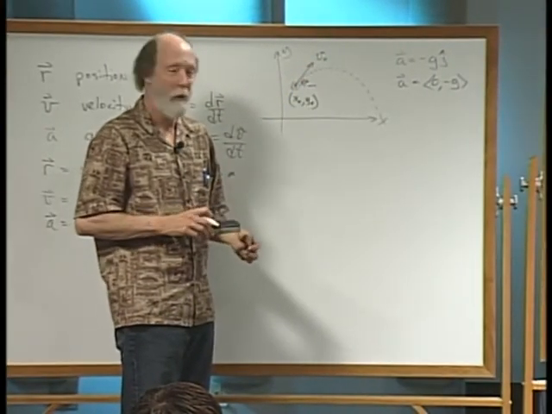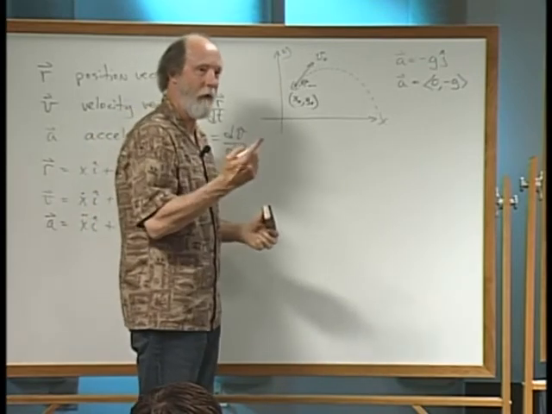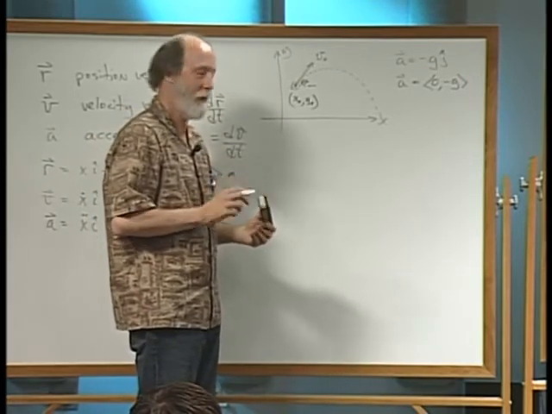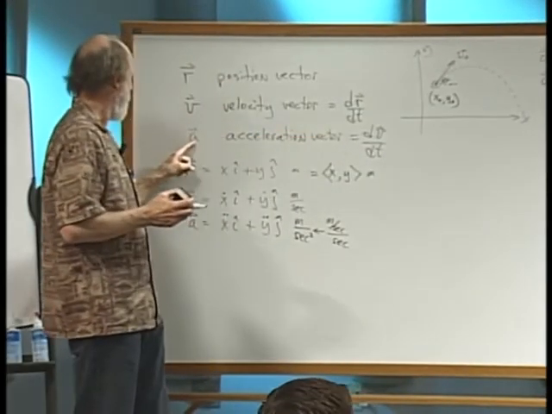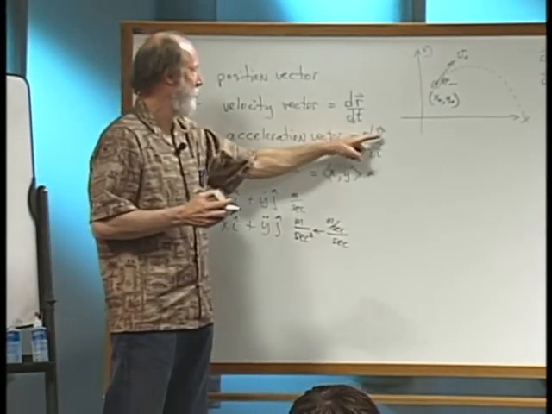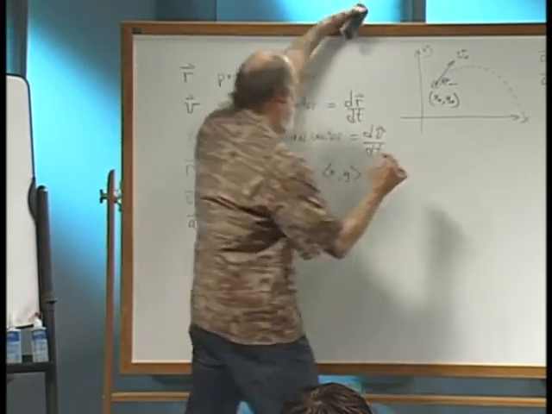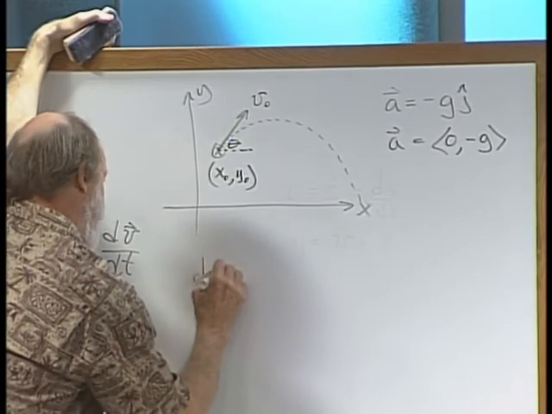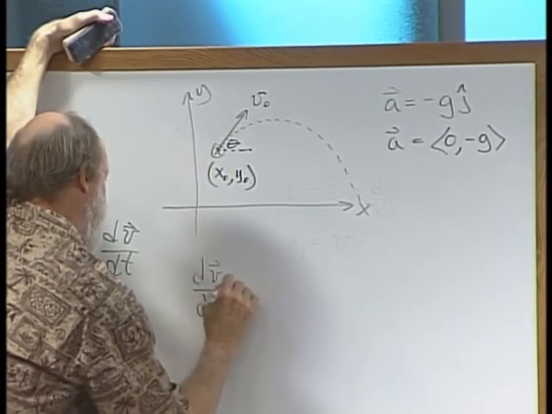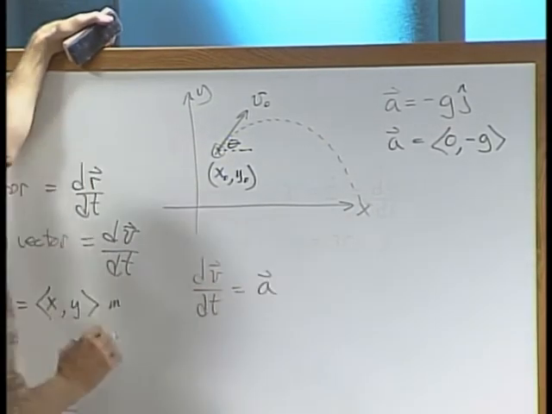Okay? So we start with just that acceleration equation. And the acceleration equation happens to be right here, that the acceleration is equal to dv dt. And these are now vector differential equations. So we have dv dt is equal to this vector acceleration.